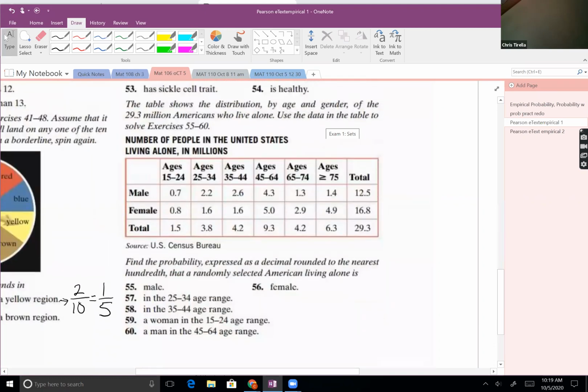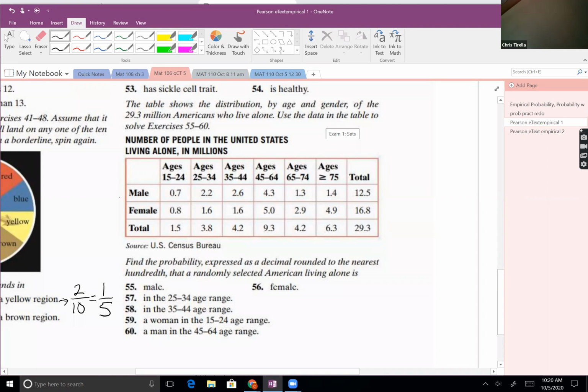So I'm looking at this table. It says the table shows the distribution by age and gender of 29.3 million American people living alone. Use the data in the table to solve exercises 55 to 60. Over here, we can look at each person as being an experiment, and the table represents a total of 29.3 million people.